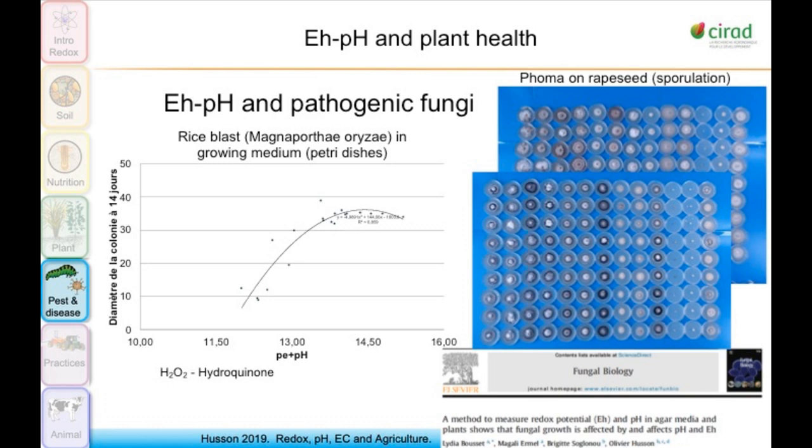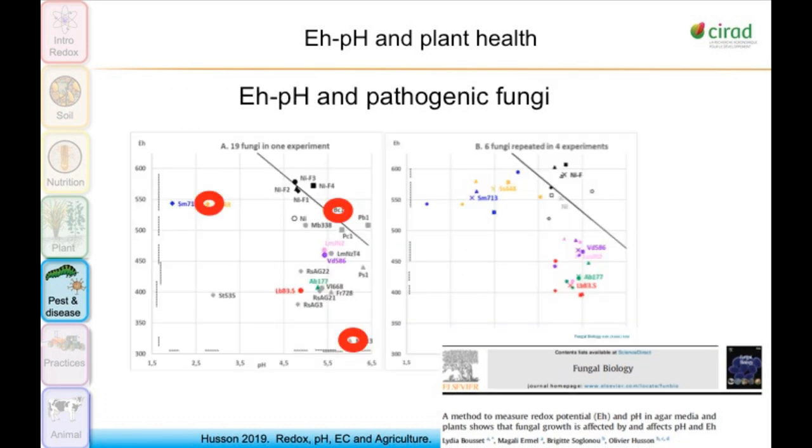It's after 14 days. And we see that the fungus has an EH, pH, and EH plus pH weight, it's rice blast, and at low EH plus pH, it does not grow. And if we push further, it will be the same, it will not grow. Okay? This replicates very, very well. The sporulation is very linked also to EH plus pH.